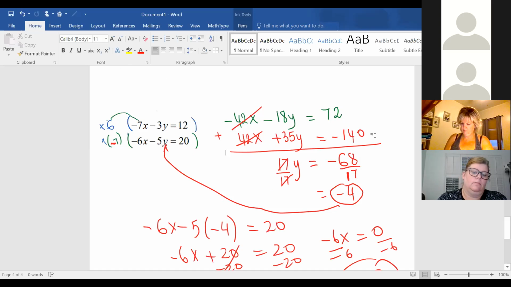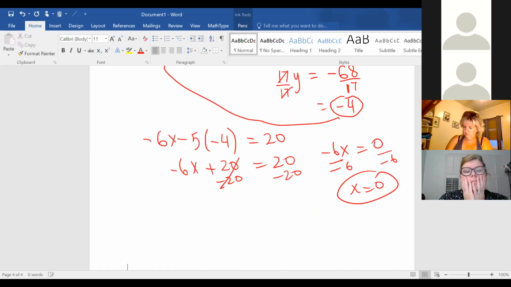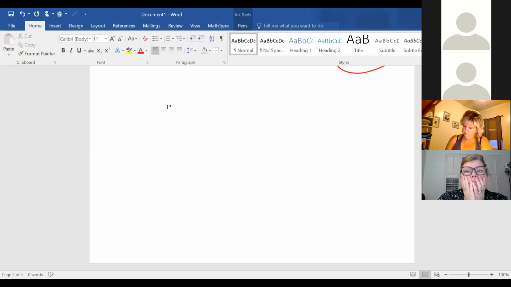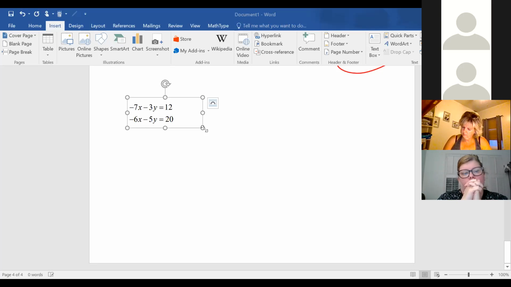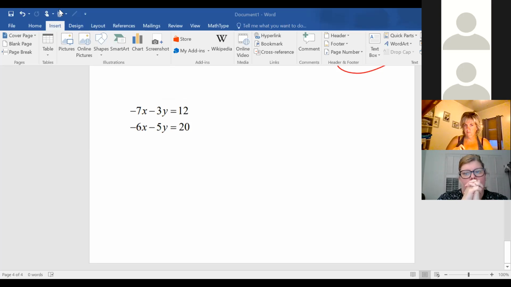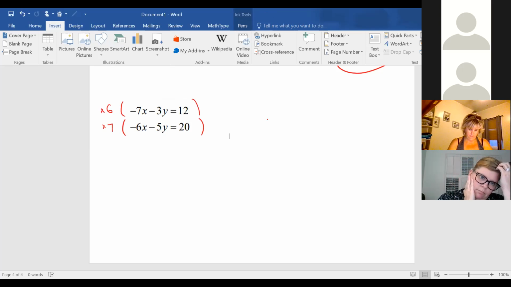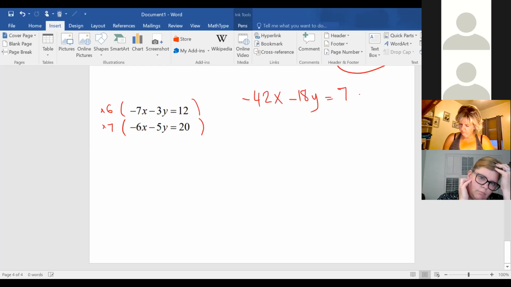Now, let's just see what happens if you don't make one positive, one negative. Same example right here. I really don't care about having one positive, one negative. Let me target the x's. Let me multiply this one by 6 and this one by 7. So I get negative 42x minus 18y equal to 72, and here I get negative 42x minus 35y equal to 140.